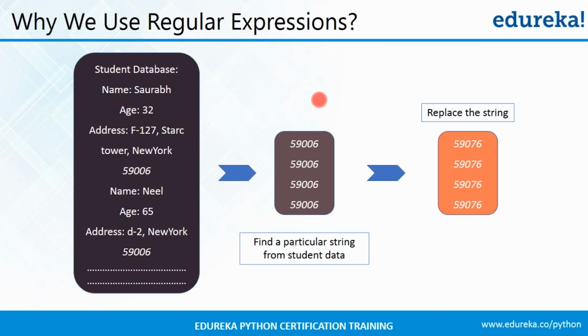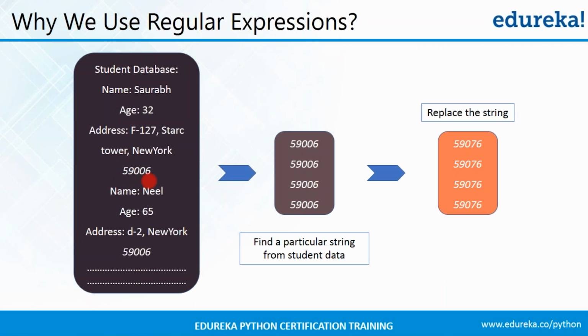This is the fourth problem, guys. You have a student database that contains name, age, and address. There are a lot of students who live in a particular area, and the area code of that area is 59006.